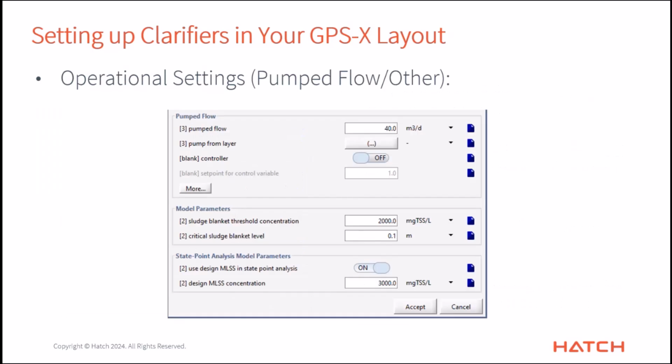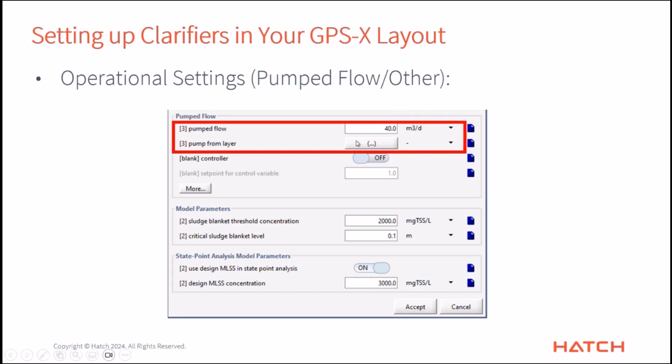Okay. So that was the physical menu. Now we're moving on to the operational menu. There's lots of different things you can do in the model here. In this case, we're looking at specifying the pumped flow. This is the bottom right hand side connection point where you would do your wastage from. Typically, you can specify not only the rate, but which layer you want it to go off of. By default, it will be the bottom layer.